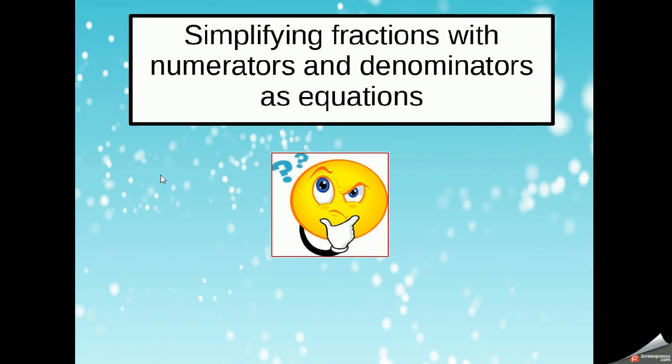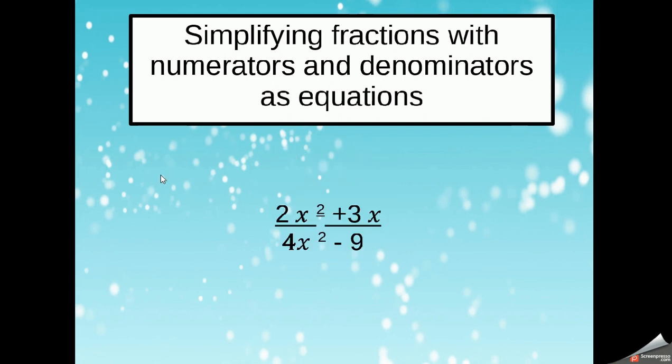First of all, we're going to look at simplifying fractions where the numerators and denominators are equations. So for instance, in a normal equation, we've got 2 over 3 or 4 over 5. But in algebraic ones, we can have 5 over x plus 2, x plus 3 over 6, or even an equation over an equation, such as 2x minus 1 over x squared plus 3. So for this instance here, we've got 2x squared plus 3x over 4x squared minus 9.